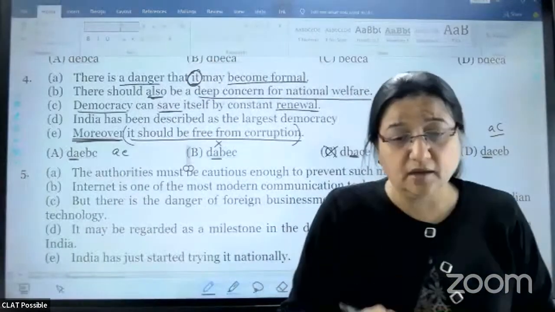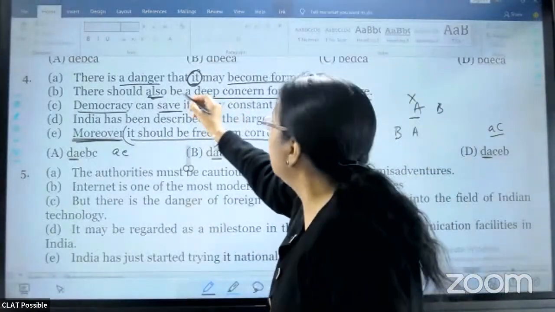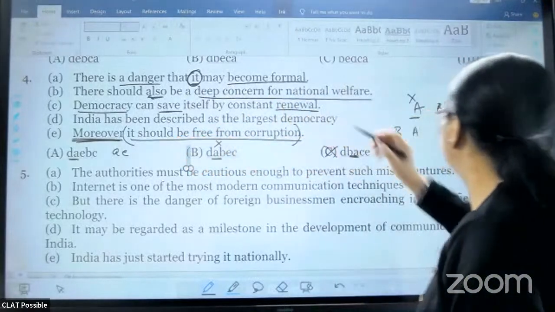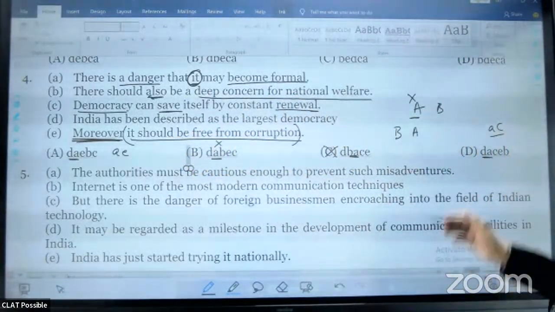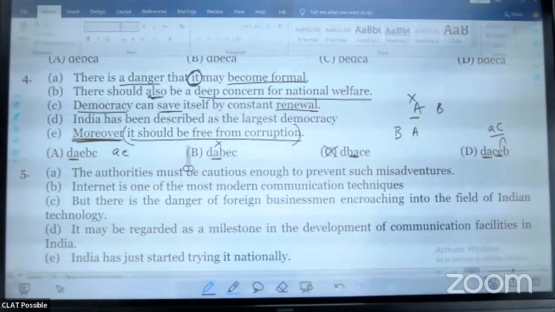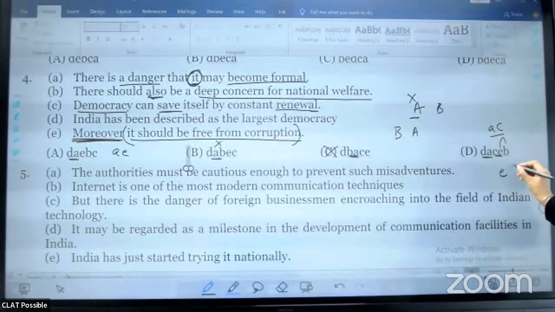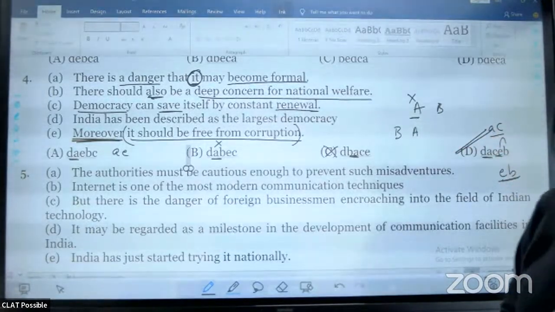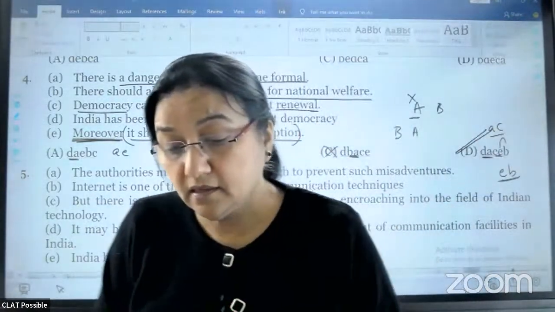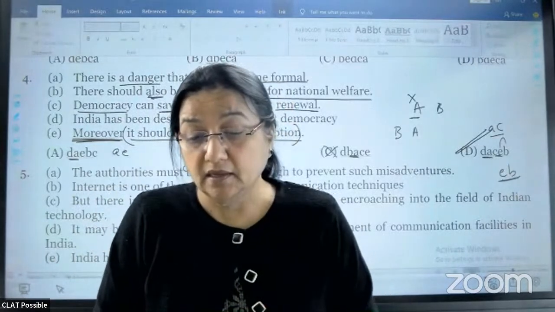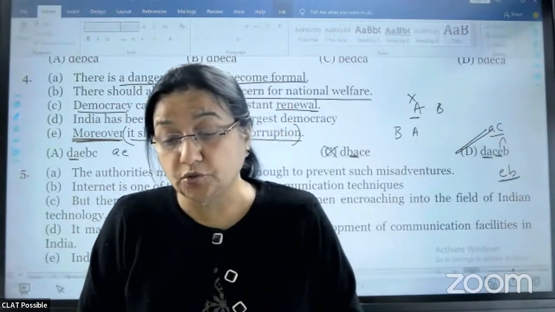Which one was talking about concern? There should also be a deep concern for national welfare. Moreover, it should be, there should be this concern for national welfare. Moreover, it should be, so can you see the EB pair? Answers D. Very good. DAC EB. Not A option, it should be DA.